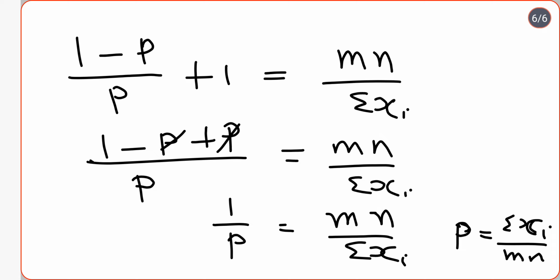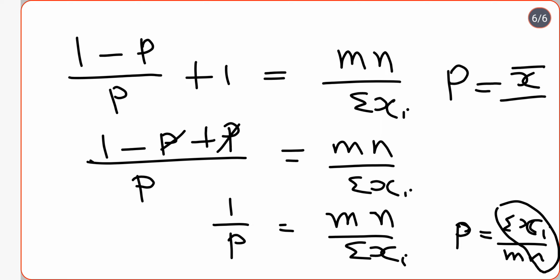Now this is actually nothing but summation xi by n. This part is nothing but x bar. So I may write the p value equals x bar by m. So x bar by m is our estimator, the maximum likelihood estimator from the binomial distribution.